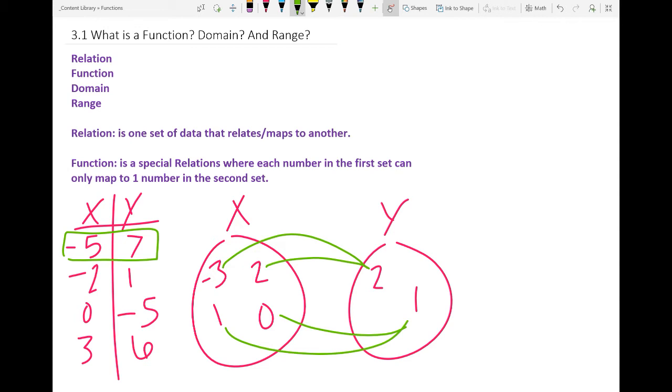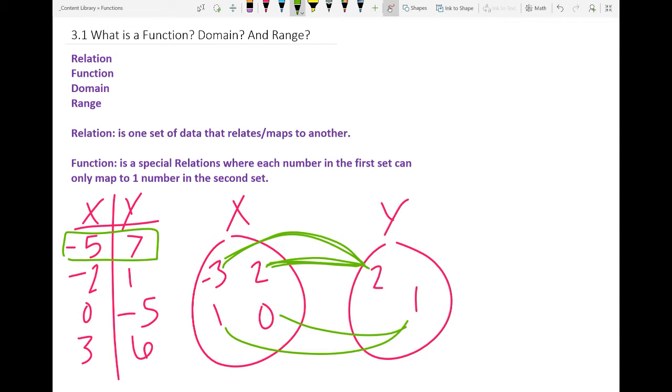If I'm starting with -3, I only have one choice. It has to go to 2. So -3 is going to one value. And 2 is actually going to the same value, and that's okay. It's still a function. The fact that each only has one place to go is what makes it a function.